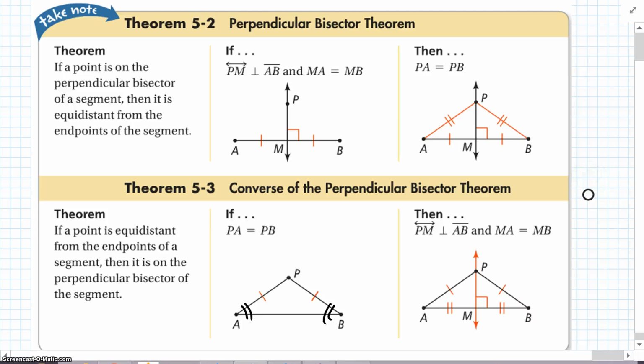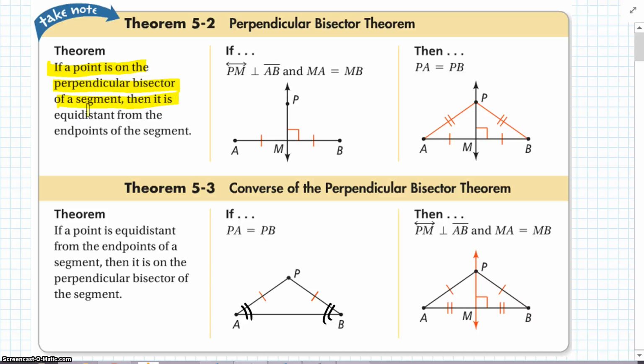Make sure you understand this, rewrite this if you need to. If a point is on the perpendicular bisector of a segment, then it is equidistant from the endpoints of that segment. So here's the wording of it. If segment PM is perpendicular to segment AB and MA is equal to MB, which is the definition of perpendicular bisector, then any point on PM is going to be equidistant. So segment PA is equal to segment PB.